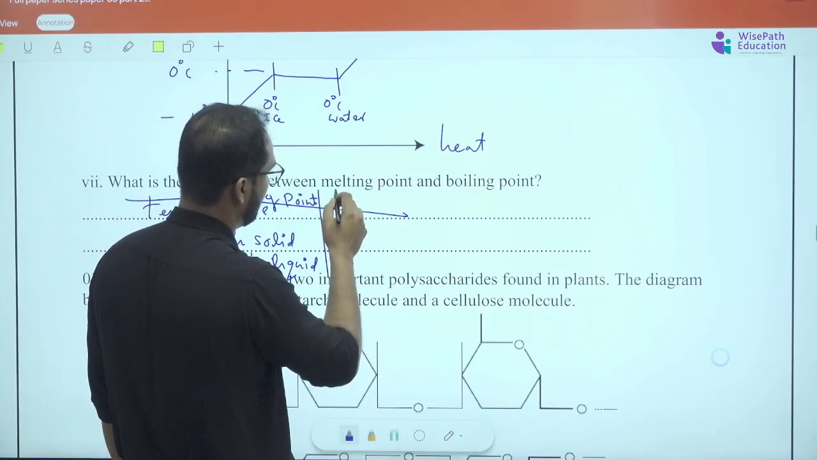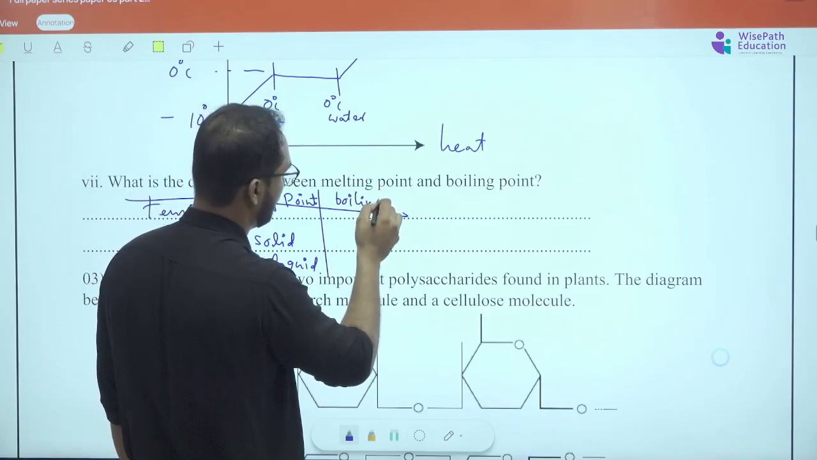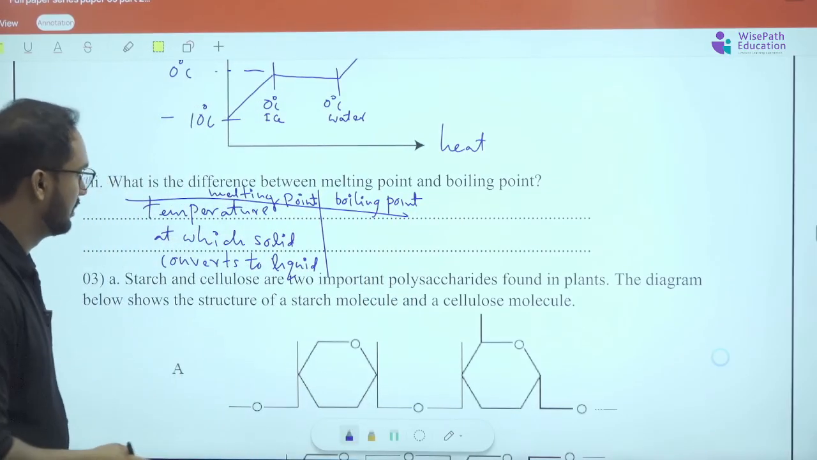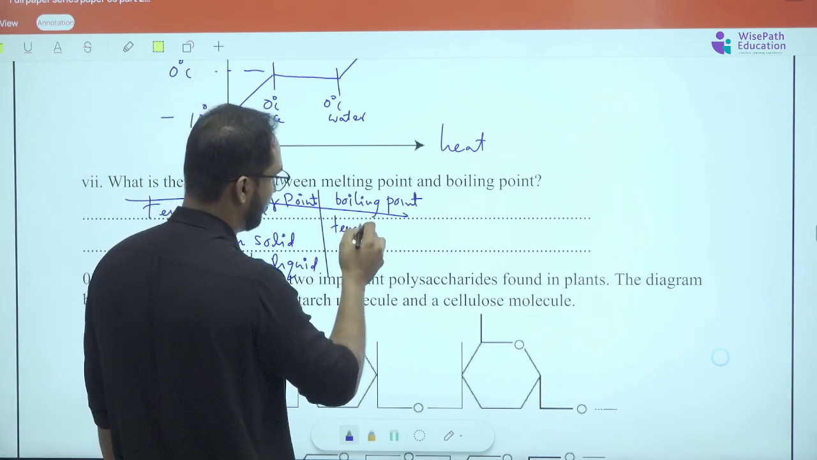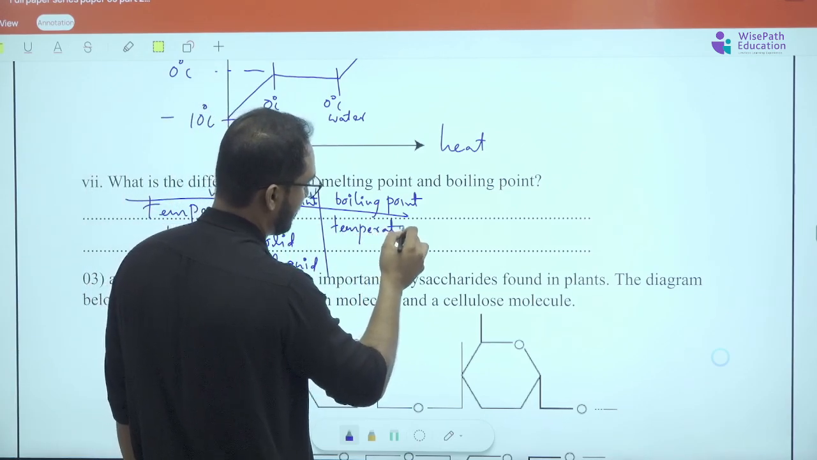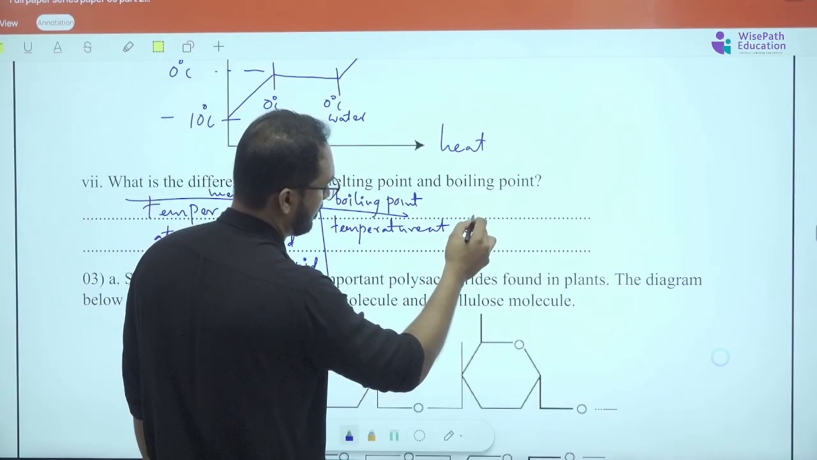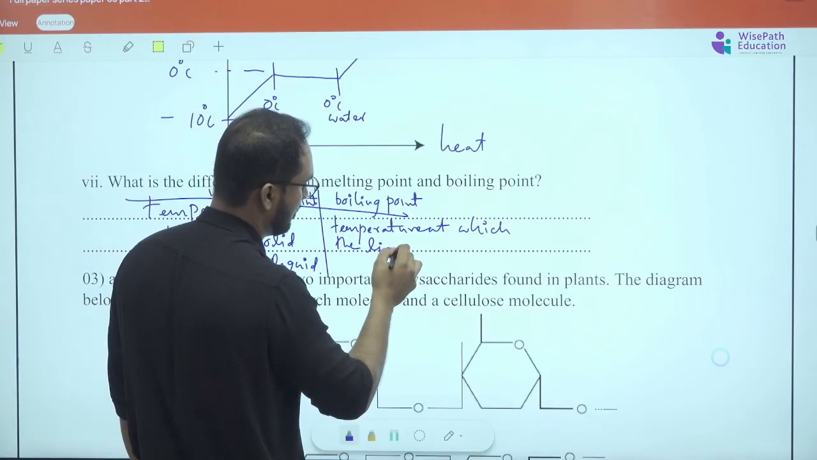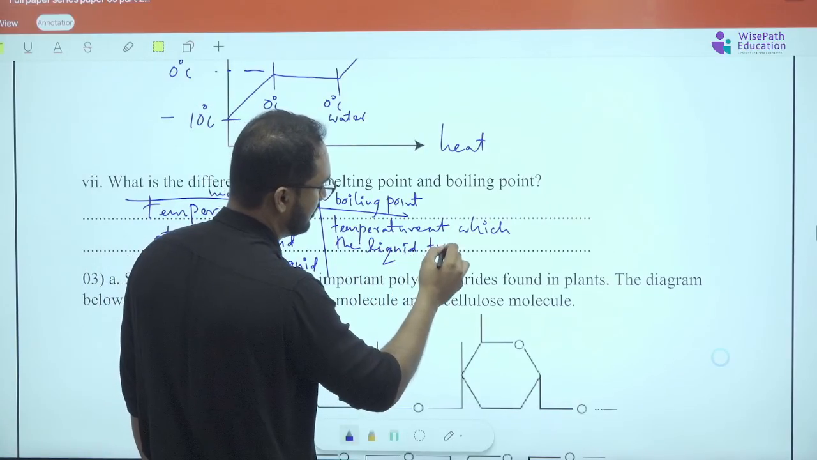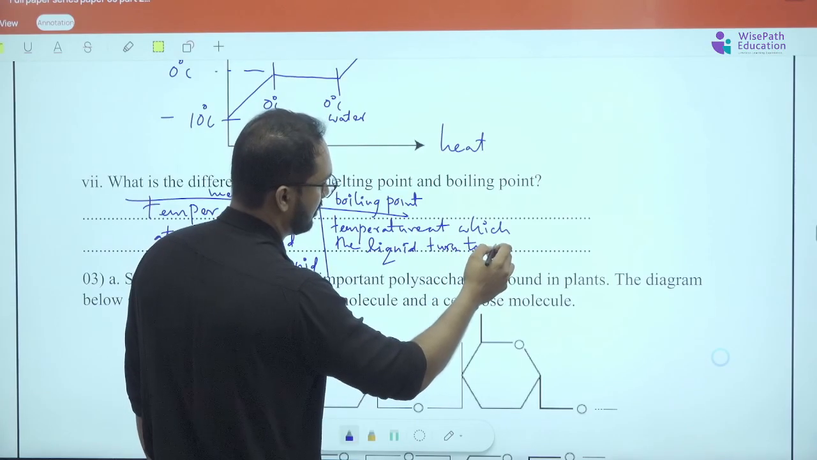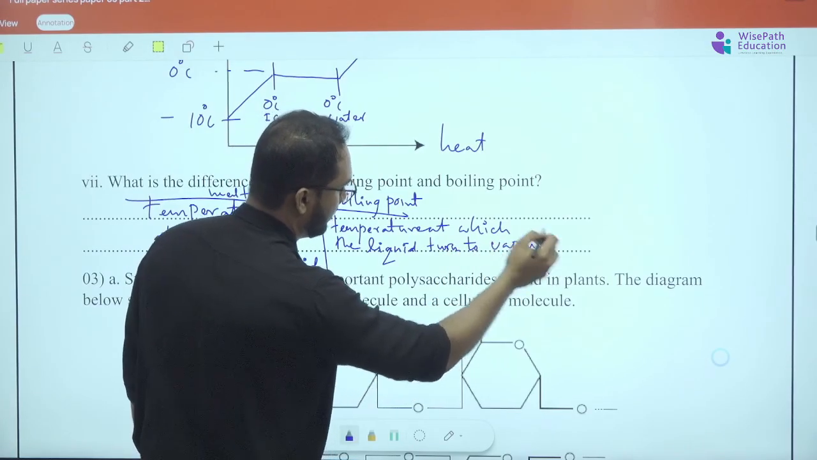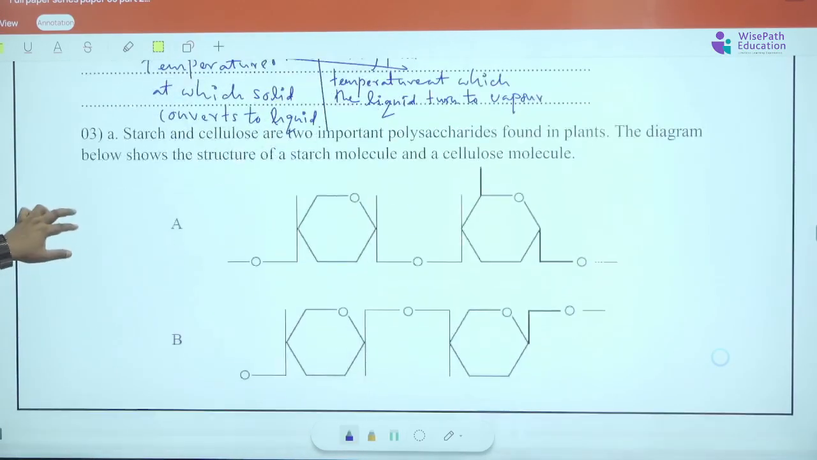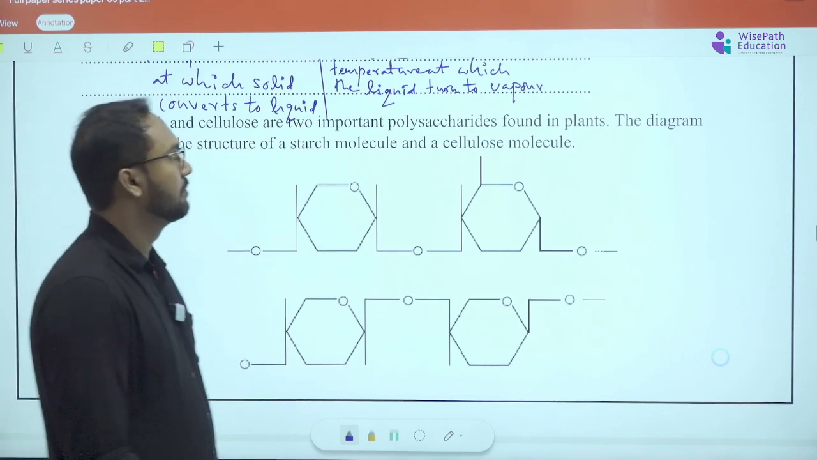The boiling point is what? Temperature at which the liquid turns to vapor, right? Definition itself says the difference. Yeah. Third question is, starch and cellulose are 2 important polysaccharides found in plants.